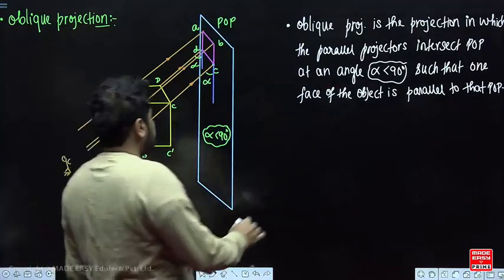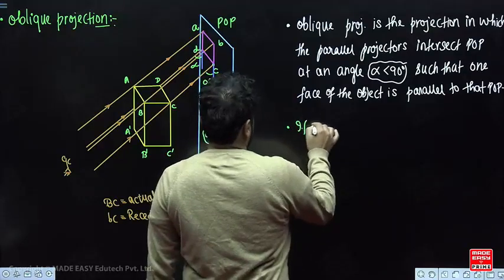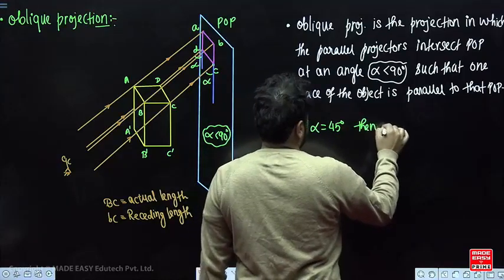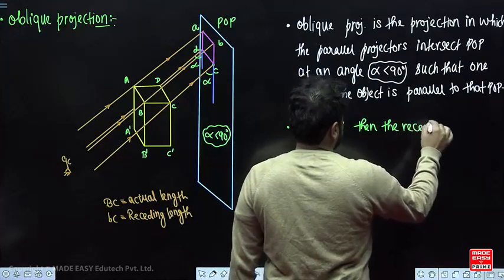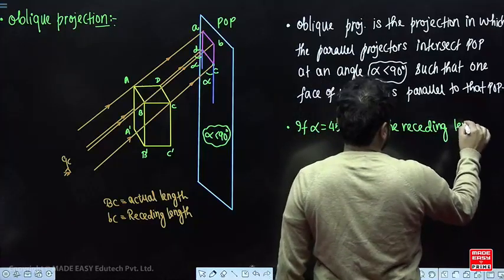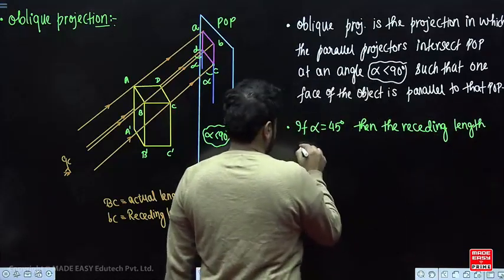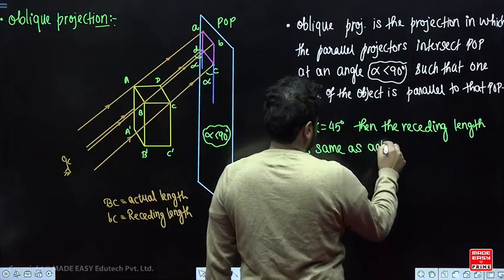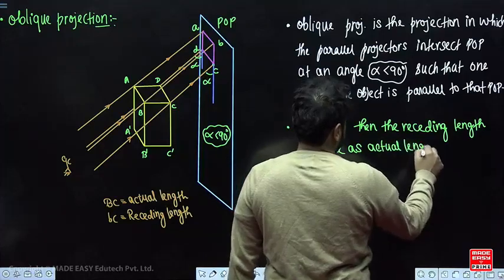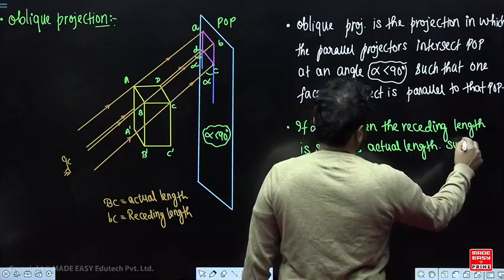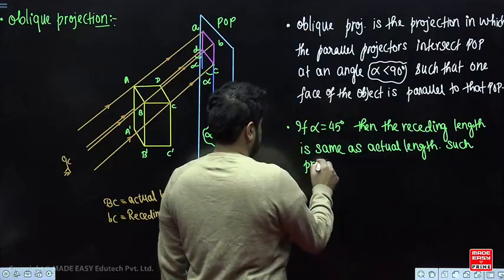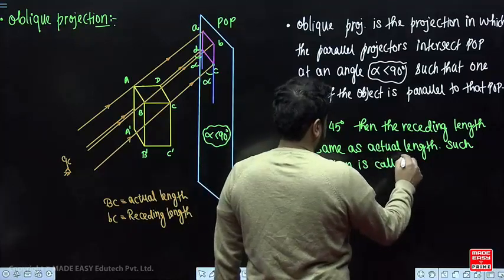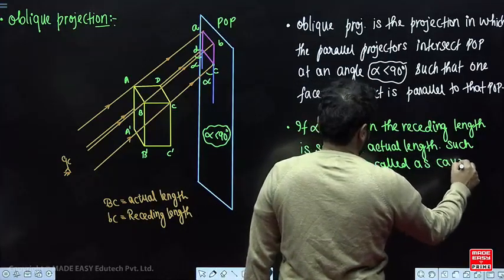Next point. If alpha is equal to 45 degrees, then the receding length is the same as the actual length. Such a projection is called Cavalier projection.